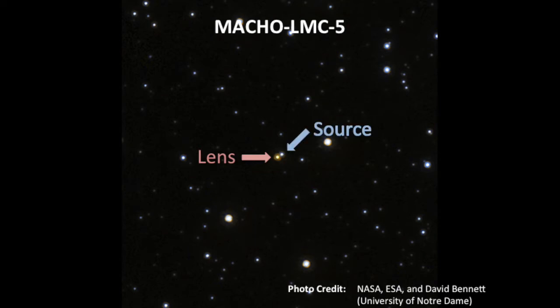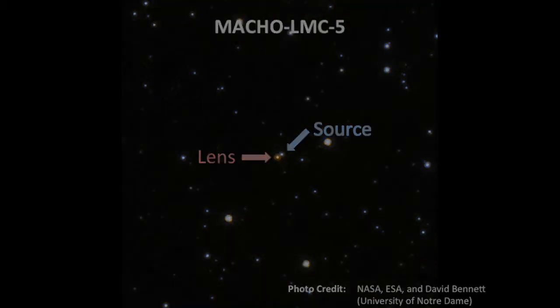By waiting for the lens and source to separate, the light from the source star itself and any companions to the source do not contaminate the lens flux measurement.